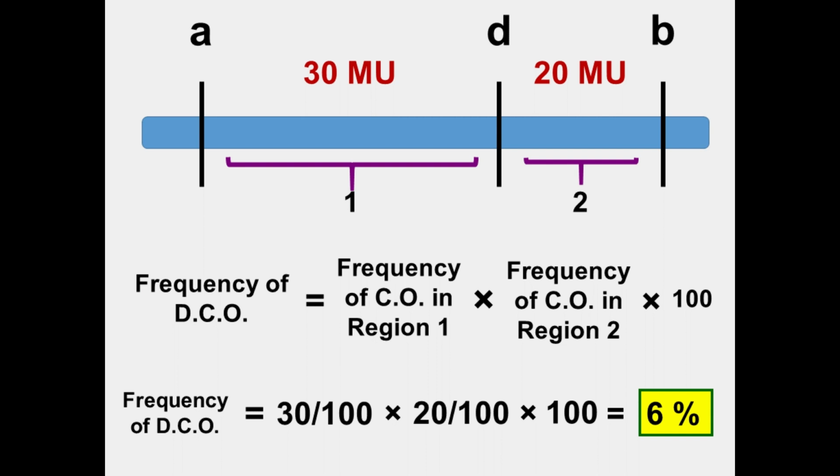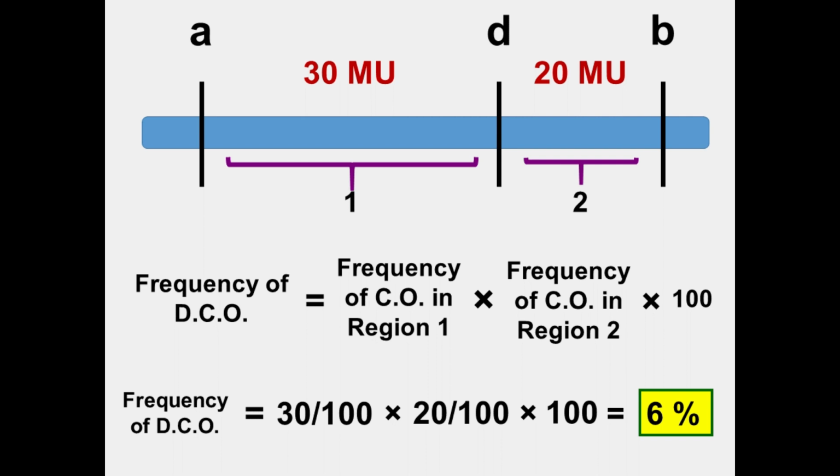Let's assume this is our genetic map. The distance between genes A and D is 30 map units, and between genes D and B is 20 map units. For a double crossover to occur, crossovers must happen simultaneously in both regions: region 1 between A and D and region 2 between D and B. In fact, we can say that one crossover must occur in region 1 and another crossover must occur in region 2.